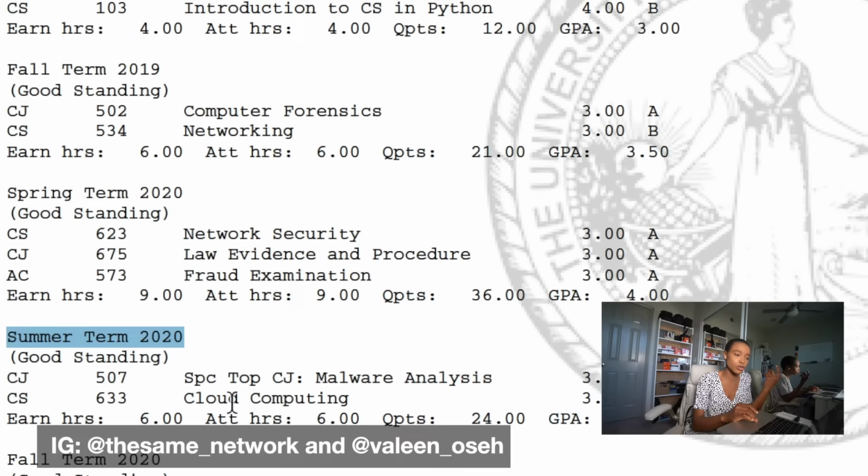So for this summer class, I was also in good standing. I took 2 courses. I took malware analysis and I took cloud computing. I felt like I needed to take that malware course because it's very important in cybersecurity. So I wanted to take it. It wasn't required. Like, if you wanted a different pathway, you don't have to take the malware analysis, but I felt like I needed to.